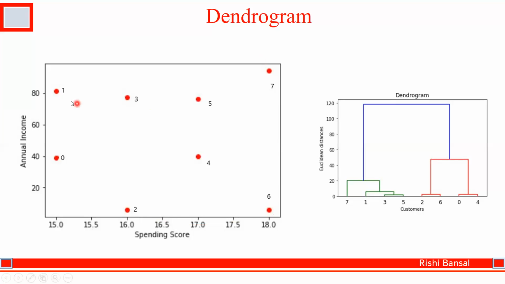My first point was, in the bottom-up approach, each point is considered as a cluster in itself. So we started from say 8 clusters, meaning 8 points means 8 clusters. Now, can you attempt to tell me how many clusters are there? 5.